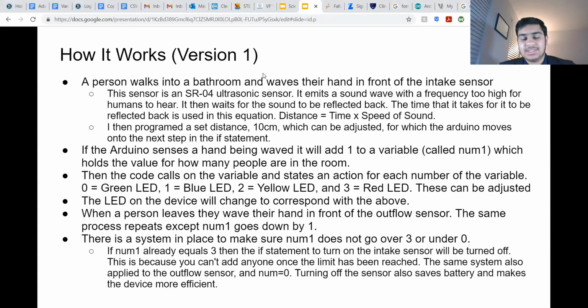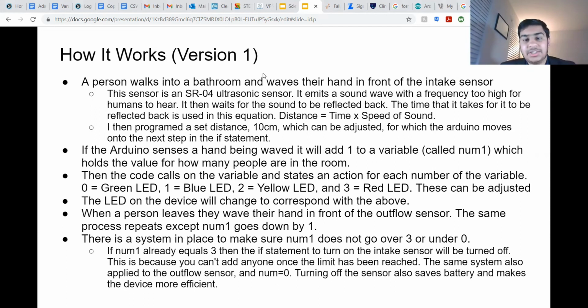If it moves on to the next step, it adds 1 to the variable called num1. I just called it num1 for a random reason, but essentially it holds the value for the amount of people in a room. And num1 will then change an LED. So num1 corresponds to a specific LED. For example, 0 means it's green, 1 means it's blue, 2 means yellow, and 3 means red. And these can be adjusted, and an LCD panel could be used instead.